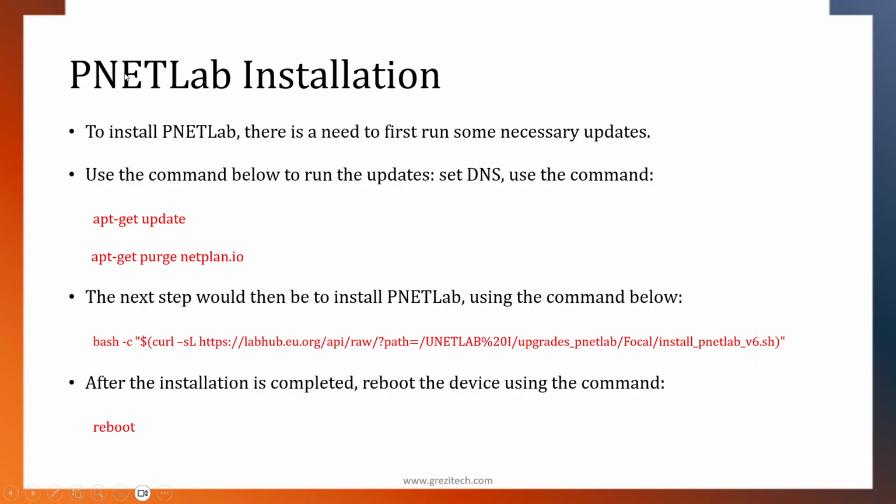So we're going to take a look at how to run the installation. Firstly, to install PNETLab, we need to update our Linux environment. Then we'll run the command for the installation. So we'll use these two commands for the updates, and then we'll run the installation. And when we are done, we're going to be rebooting our PNETLab.